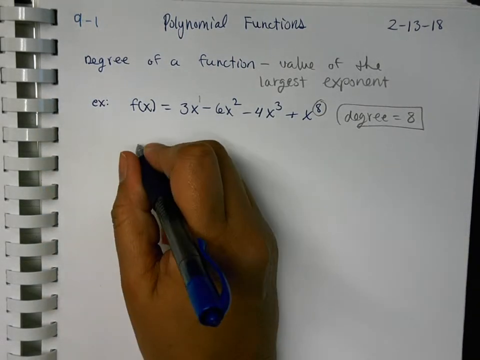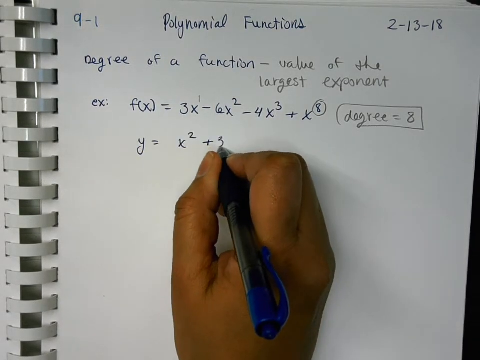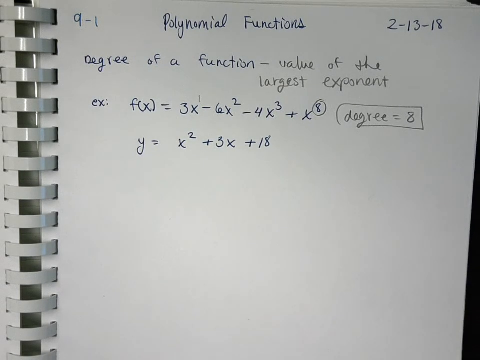All right, next one. Y equals x squared plus 3x plus 18. Hold on, I got a quick question. So you just asked for the degree and that's it? That's all I'm asking for. But if you weren't asking for the degree, what would you do with that?